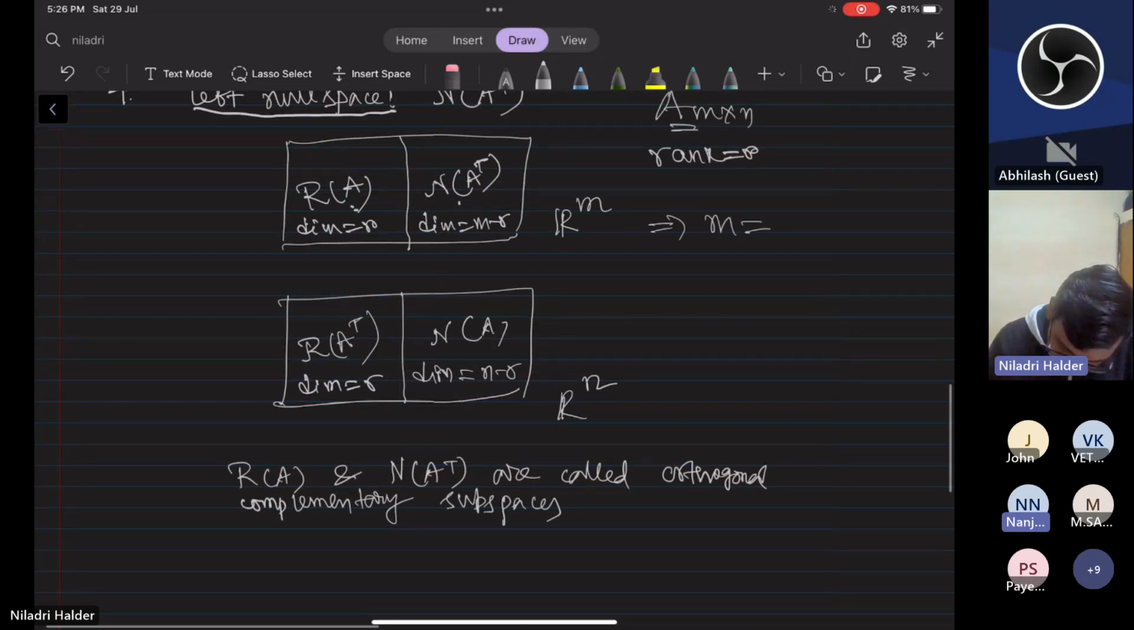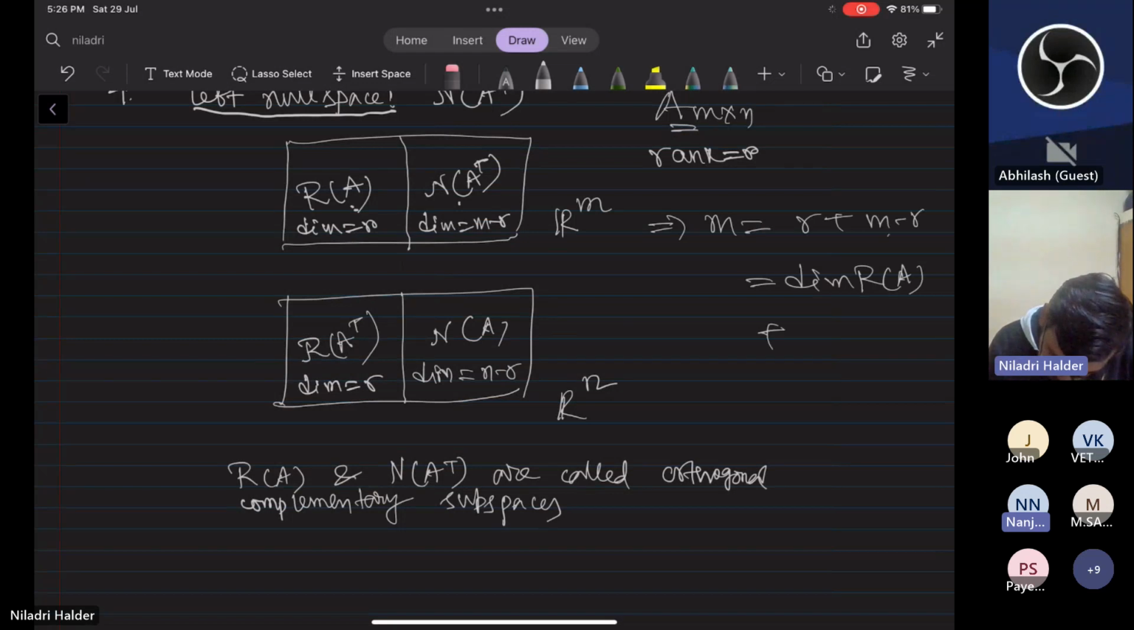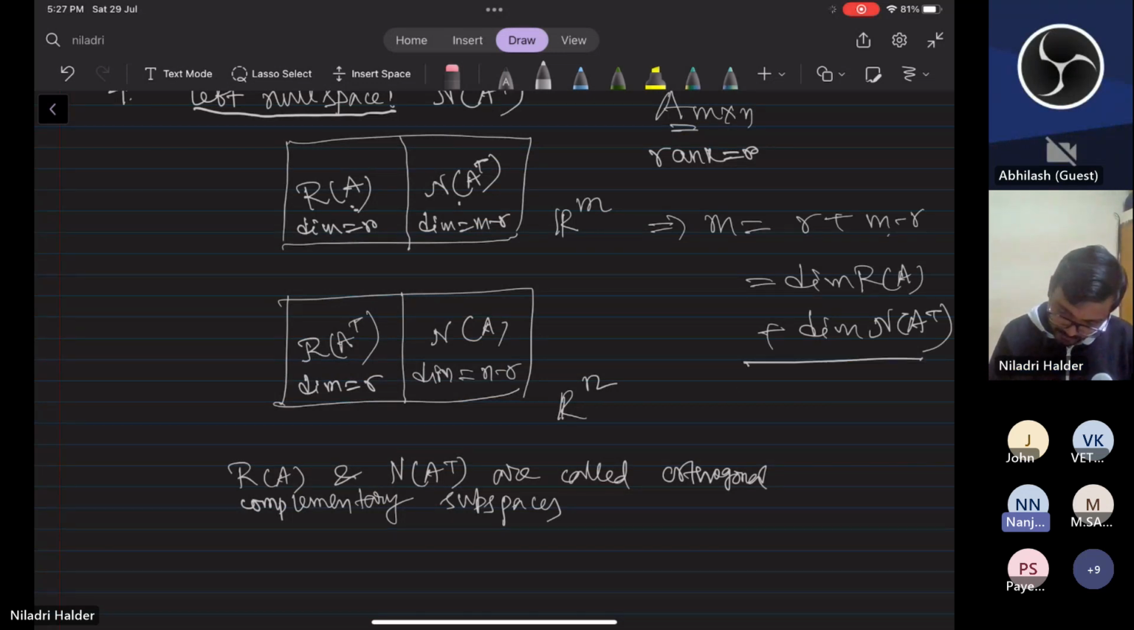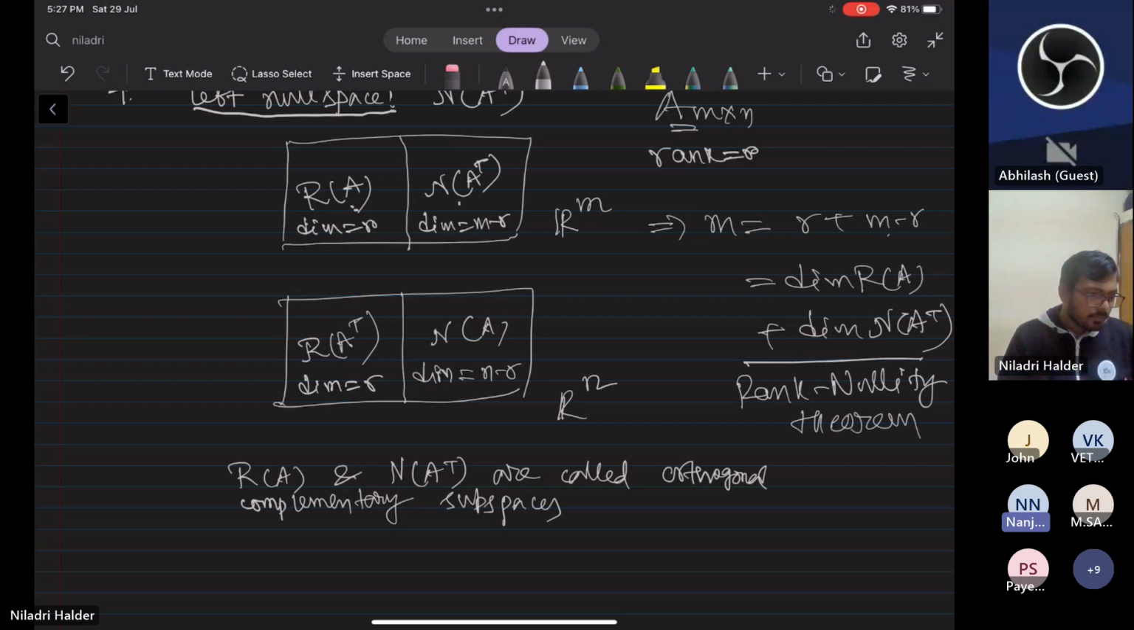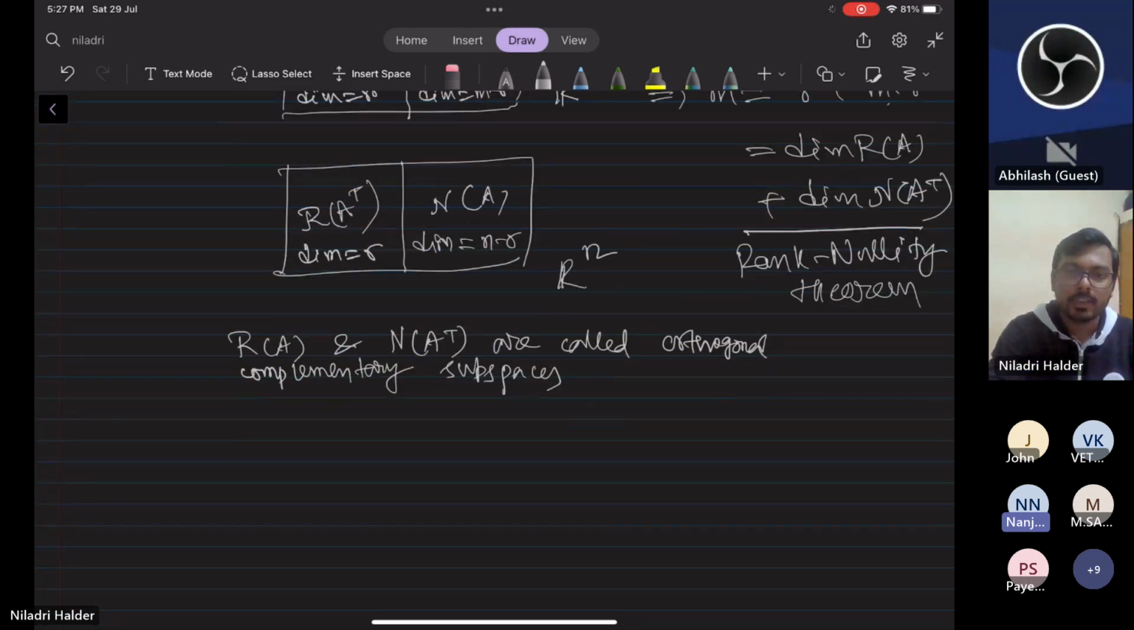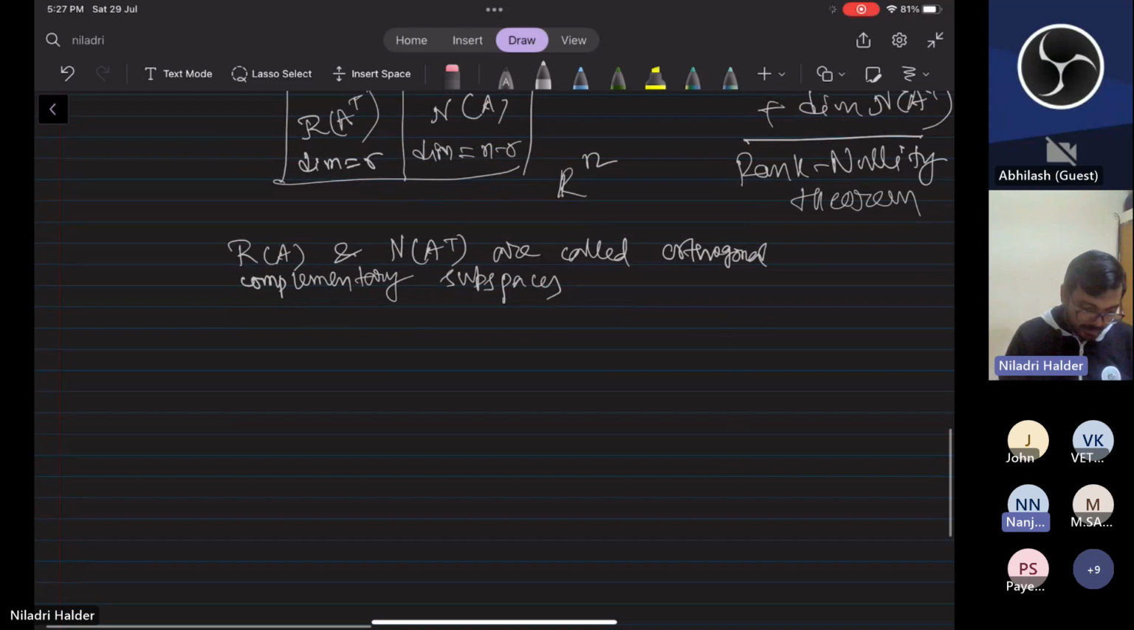M is equal to R plus M minus R. That means R is the dimension of range space of A, plus M minus R is the dimension of null space of A transpose. So this is called the rank nullity theorem. Okay, then we'll go for another topic, that is eigenvalue and eigenvector.